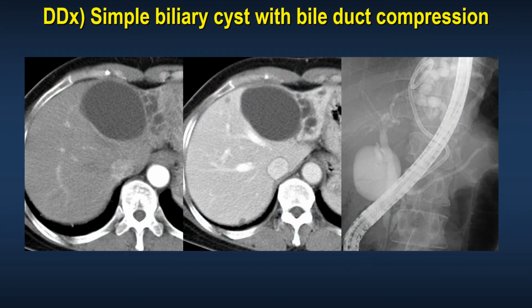However, upstream duct dilation does not necessarily mean cystic tumors such as MCN. In this case of a simple cyst, upstream duct dilation and parenchymal atrophy were observed. It is difficult to differentiate from MCN.